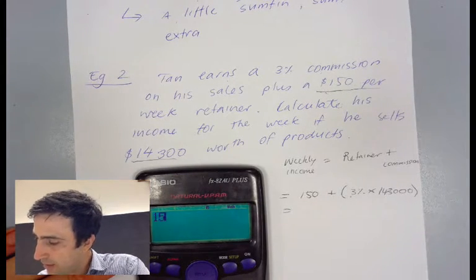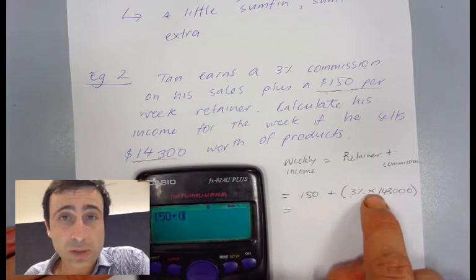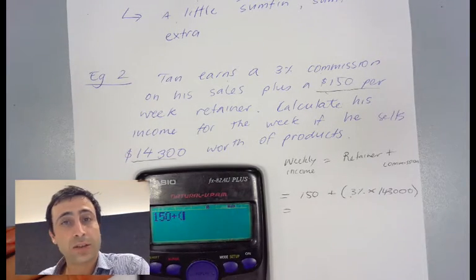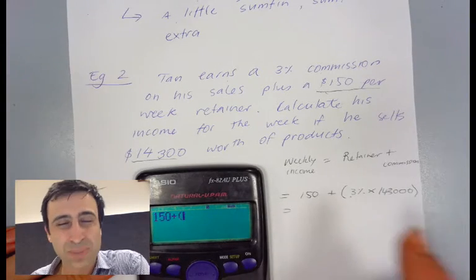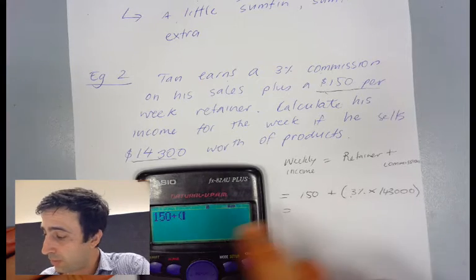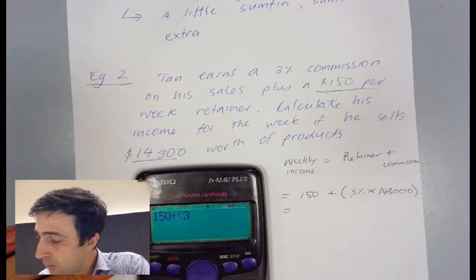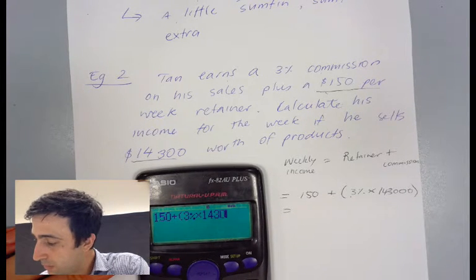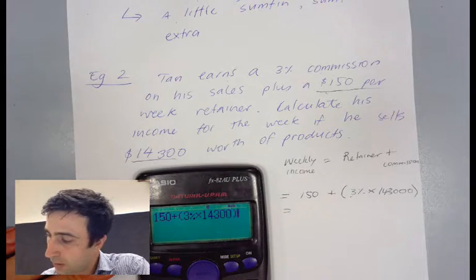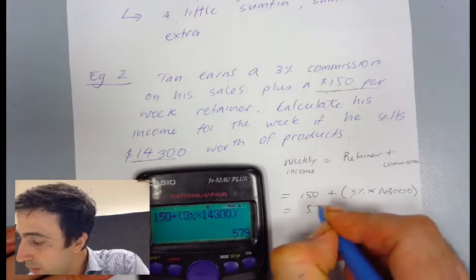$150 plus, and we put the bracket in anyway. Some people are going to say, but hang on, if it's times, won't a good calculator just work it out anyway? And yes, it's true, but most of us don't have that good of calculators. These ones are, in my opinion, very good. 3% times $14,300. Close bracket. And so, this is $579.